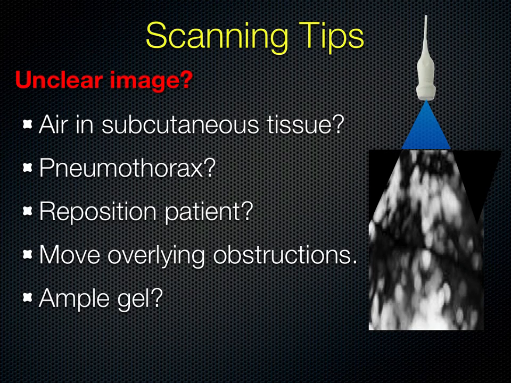Is there pneumothorax? Is there therefore a lot of air? Does the patient need to be repositioned to optimize the view of the location of the structure which you're trying to image? And are there any overlying obstructions that need to be removed, such as bandages or EKG leads?